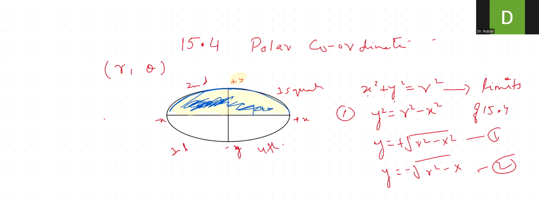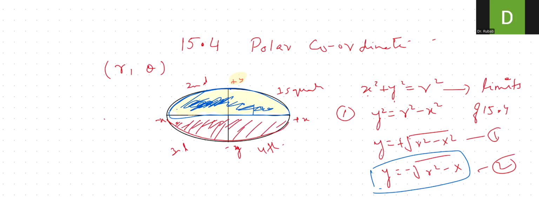Now, what about if we have the negative y-axis? The negative y-axis will be the lower circle because it is about the negative y-axis, right? So this limit, minus square root of r squared minus x squared, represents the lower half circle, and this limit, positive square root of r squared minus x squared, represents the upper half circle, right? So the radius is here.